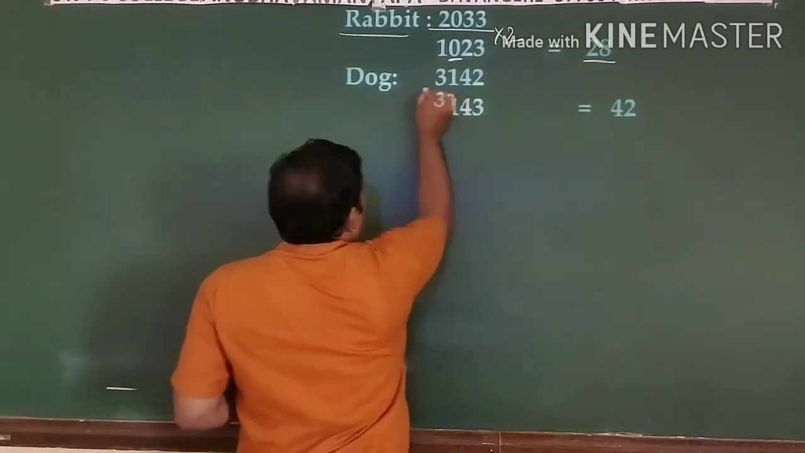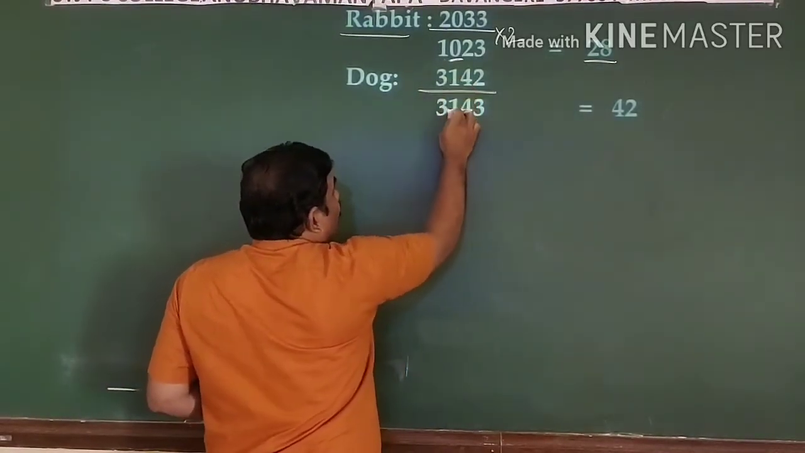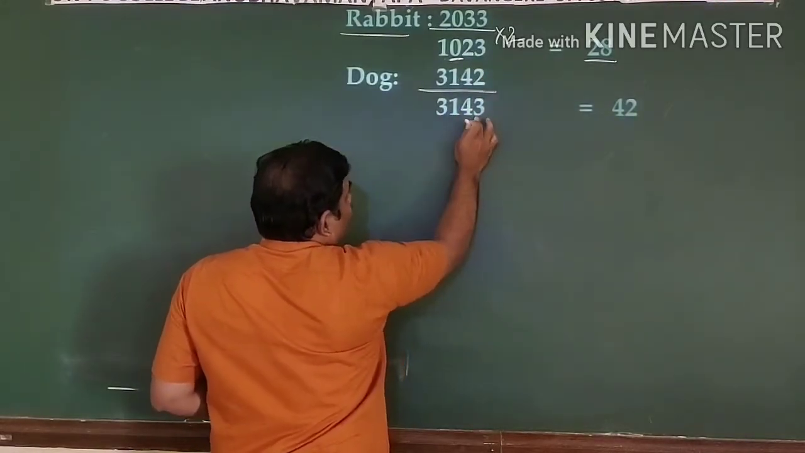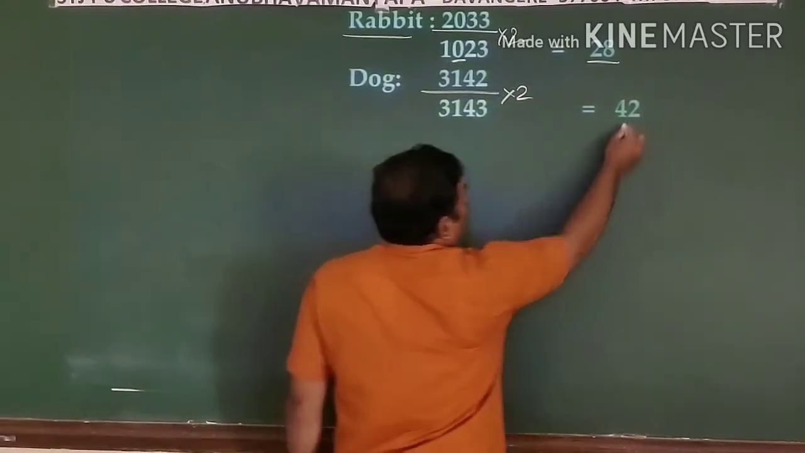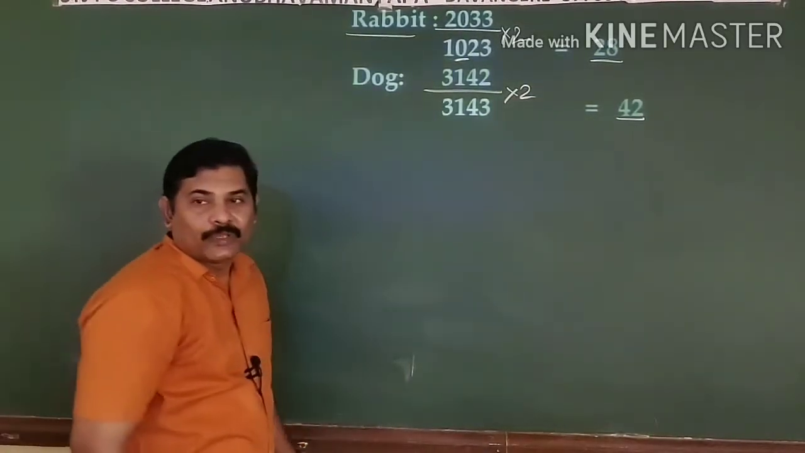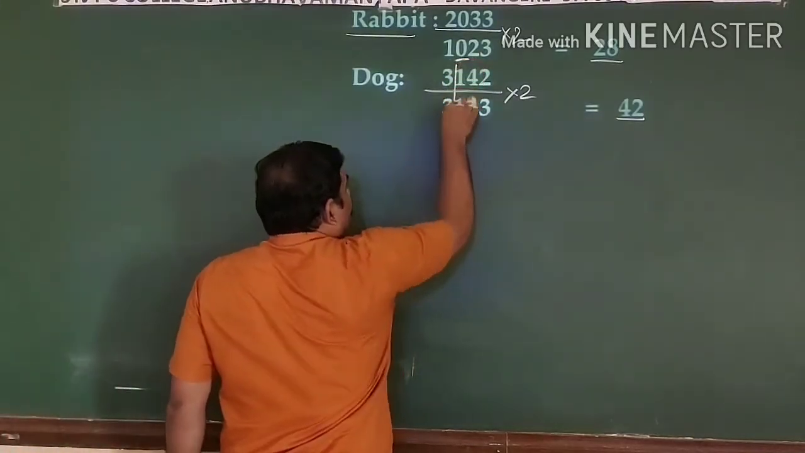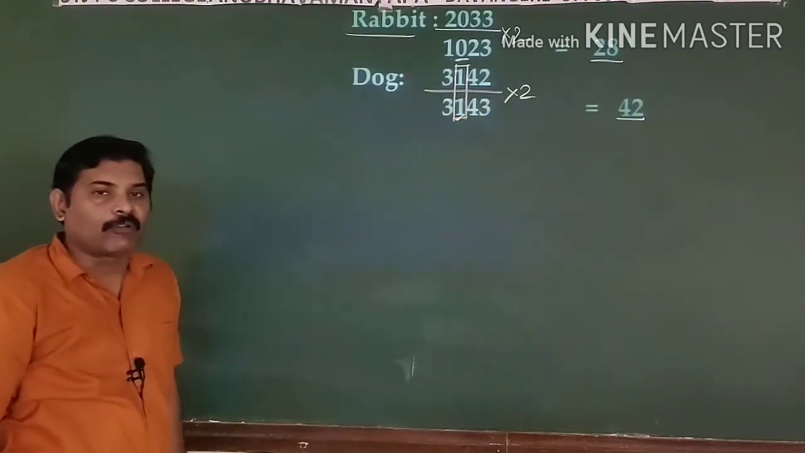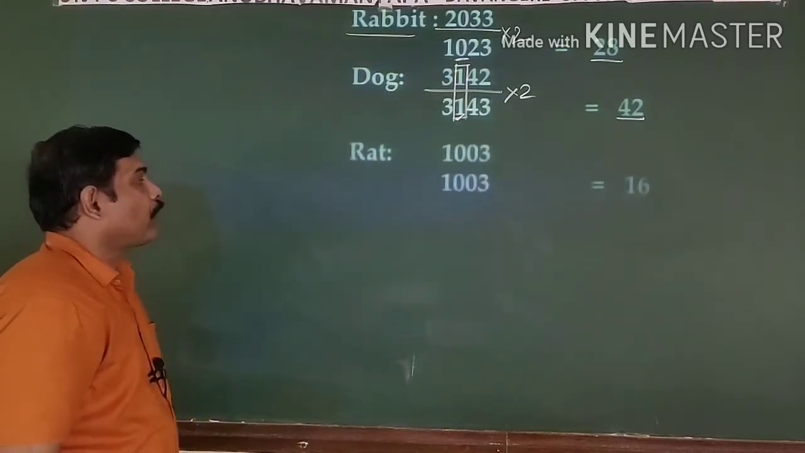Thereafter the dog. When you see the dog, it has 3 by 3 incisors, 1 by 1 canines, 4 by 4 premolars, 2 by 3 molars. So altogether the dog has 42 teeth. And since it is a carnivorous animal, the canines are highly developed because it needs to tear the food material or the flesh. That is an important thing.